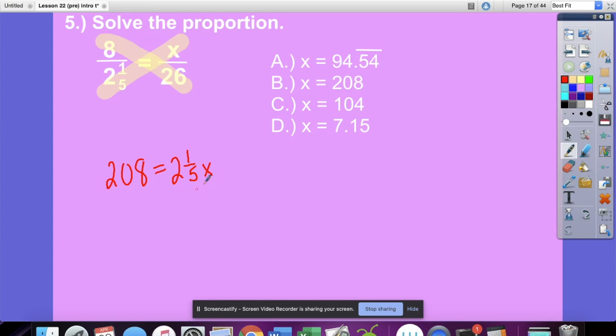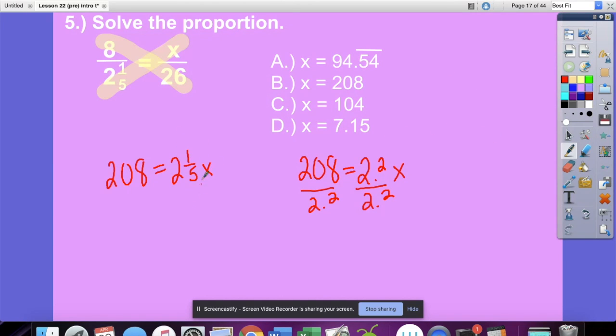Now, I don't know about you, but I think I would rather write 1/5 as a decimal. If you think 1/5 is equivalent to the fraction 2/10, and 2/10 I can just write as 2.2. So why don't I go ahead and do that? I'm going to write a new equation, 208 equals, instead of 2 1/5, 2.2x. And now in order to solve this one for X, I'd have to divide both sides by 2.2.